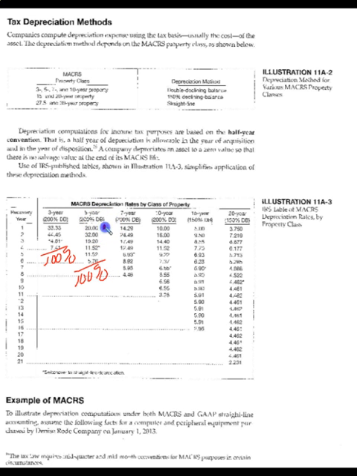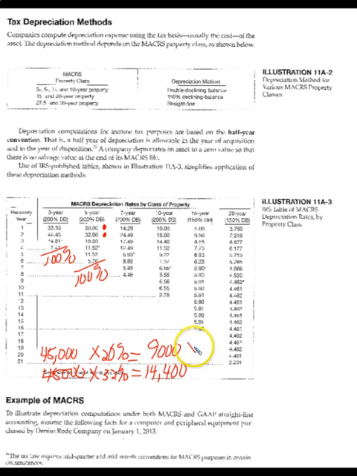So notice in the 5-year, the first year is 20%, the second year is 32%. So what we're going to do is we will take our $45,000 for the first year and take it times that 20%. And that will give us, I think that's $9,000 for year 1. And then for year 2, we take the $45,000, and the rate is now 32%, and we get $14,400.